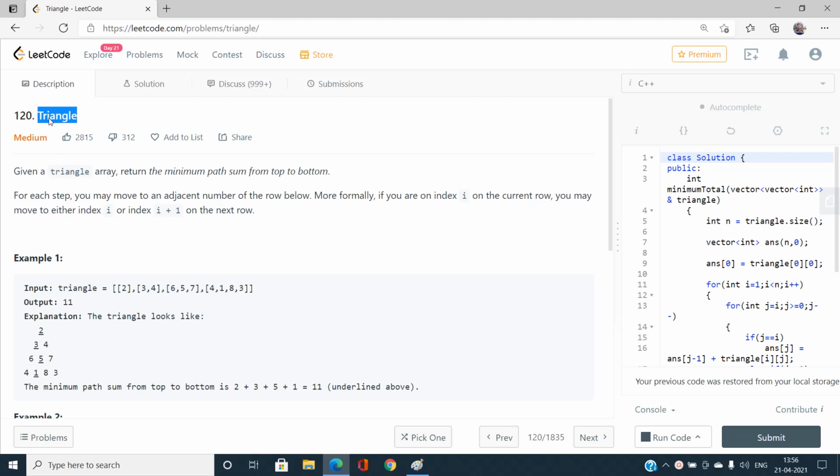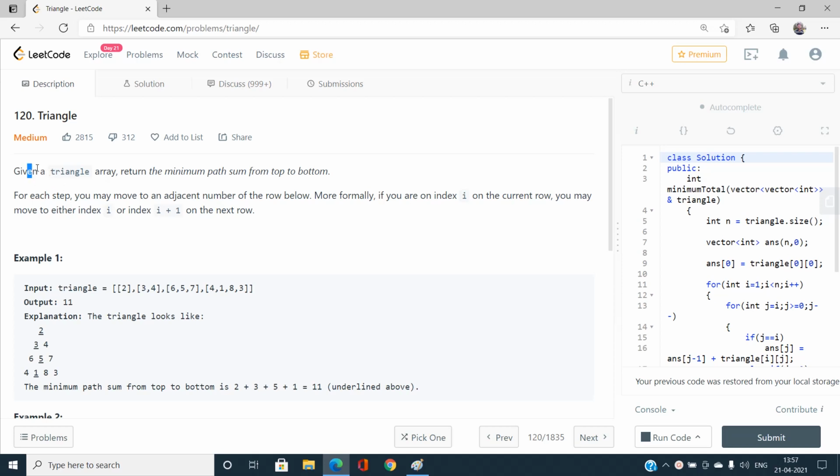Today in this video I am going to talk about the problem Triangle of LeetCode. Index number is 120 and the problem is of medium type. This is one of the good problems of the topic related to dynamic programming, and it is also a problem that is frequently asked in interviews. So let's discuss this problem now and together find out the best solution.